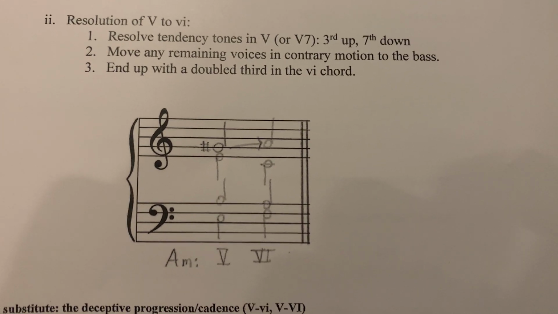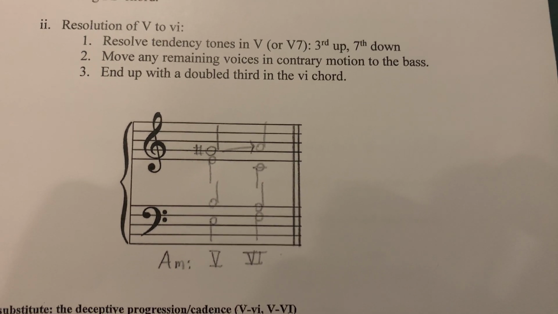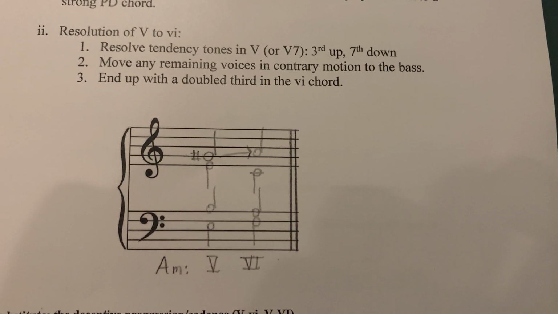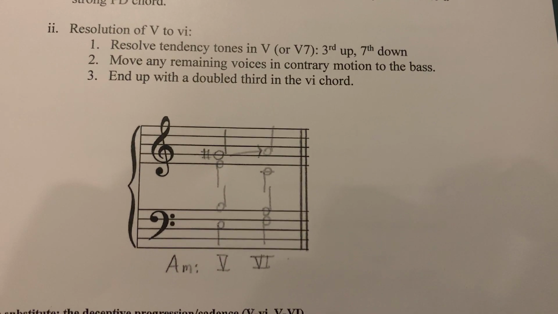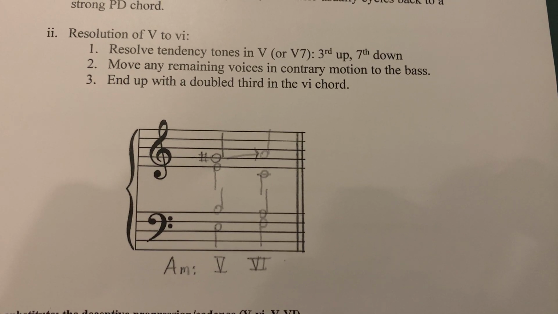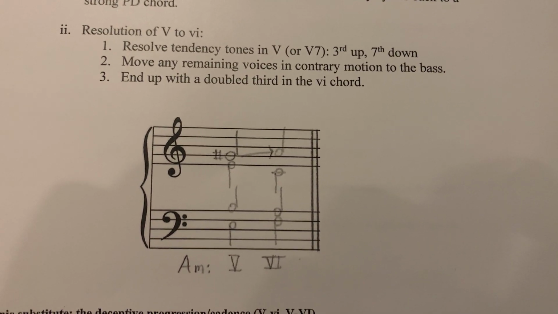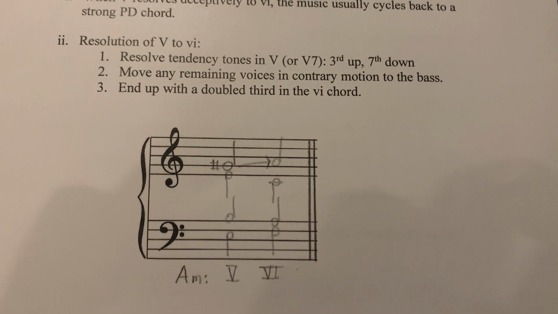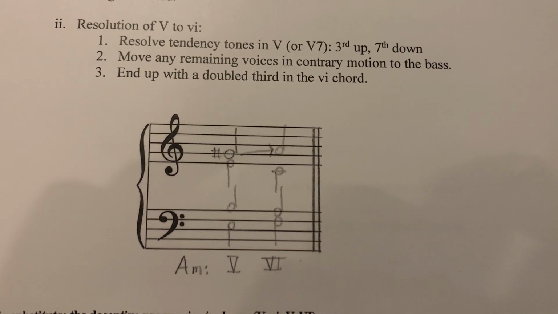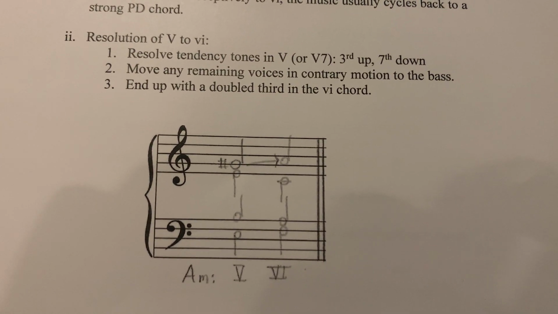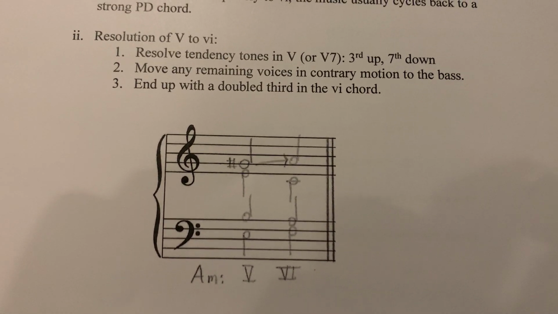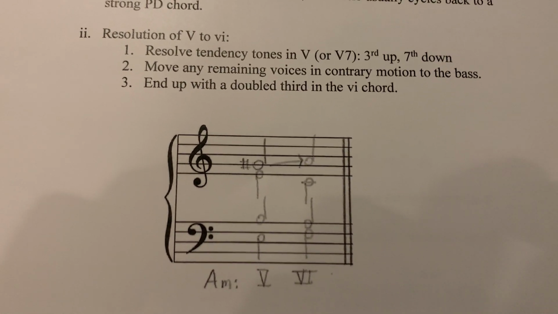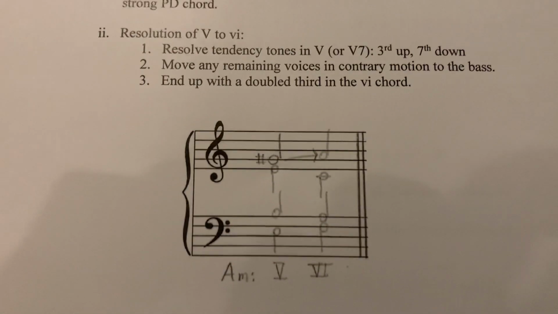So here are the rules for resolving 5 to 6. Number 1, do what you always do with the 5 chord, which is resolve your tendency tones. So take the 3rd, or the leading tone, up. And if there is a 7th, if you have a 5-7 chord, take the 7th down. After doing that, move any remaining voices in contrary motion to the bass. This is important because otherwise you're going to get some parallel fifths and parallel octaves. And then you're going to end up with a doubled 3rd in the 6th chord.